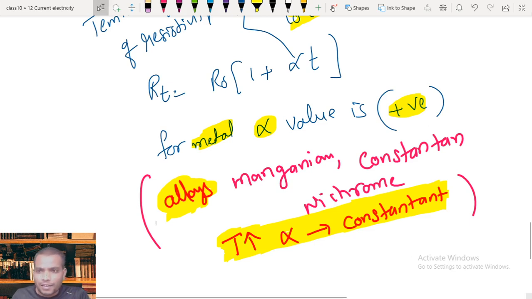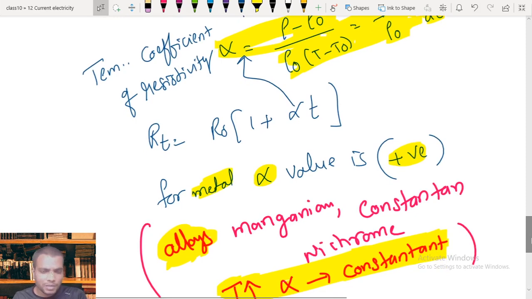So finally I can make a comment here. For metals, when temperature increases, the resistance value increases. But for alloys, when the temperature increases, the alpha value remains constant, it does not change.